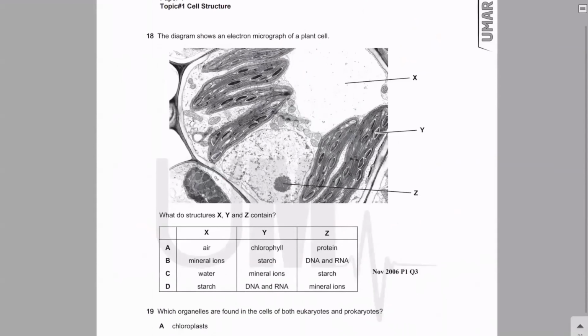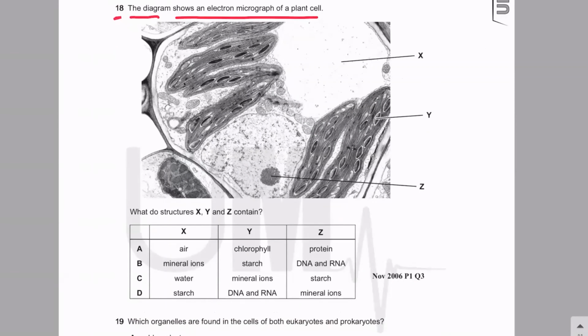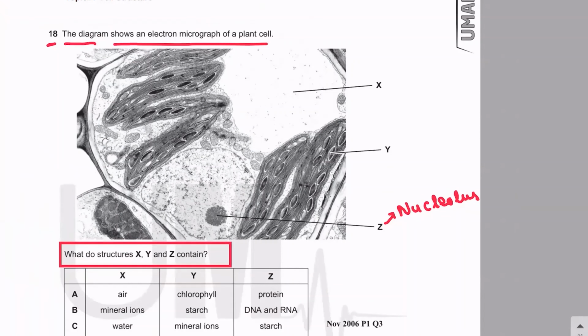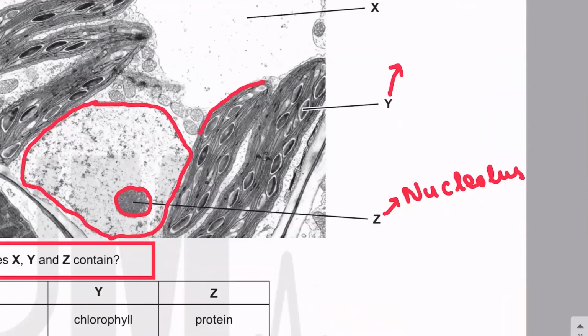Okay, let's move on to MCQ number 18. The diagram shows an electron micrograph of a plant cell. What do the structures X, Y, and Z contain? So can you tell me what is Z? Z is the nucleolus over here because this structure is the nucleus, right? This is the nucleolus. What about Y? This structure is the chloroplast.